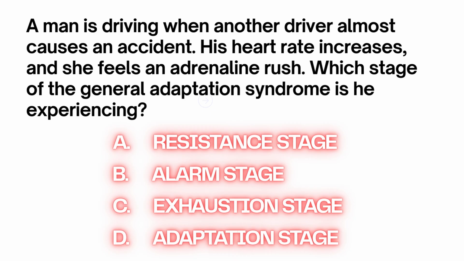A man is driving when another driver almost causes an accident. His heart rate increases, and he feels an adrenaline rush. Which stage of the general adaptation syndrome is he experiencing? A. Resistance stage. B. Alarm stage. C. Exhaustion stage. D. Adaptation stage. 5 seconds. Correct answer. B. Alarm stage.